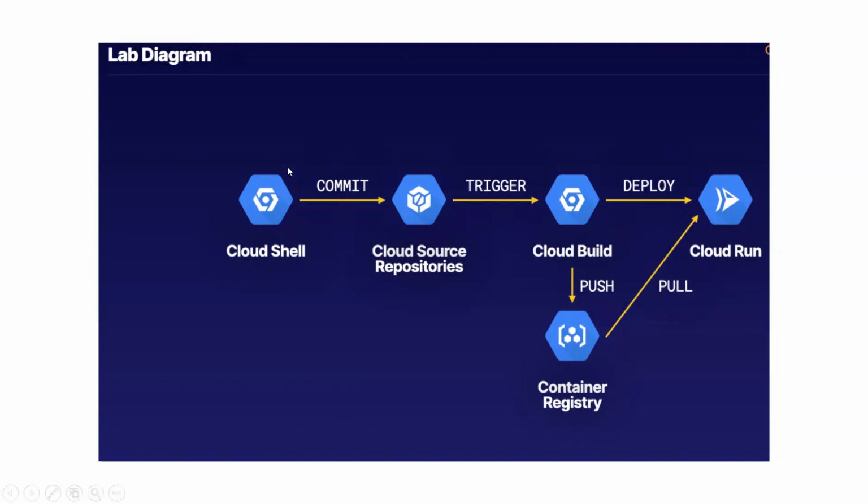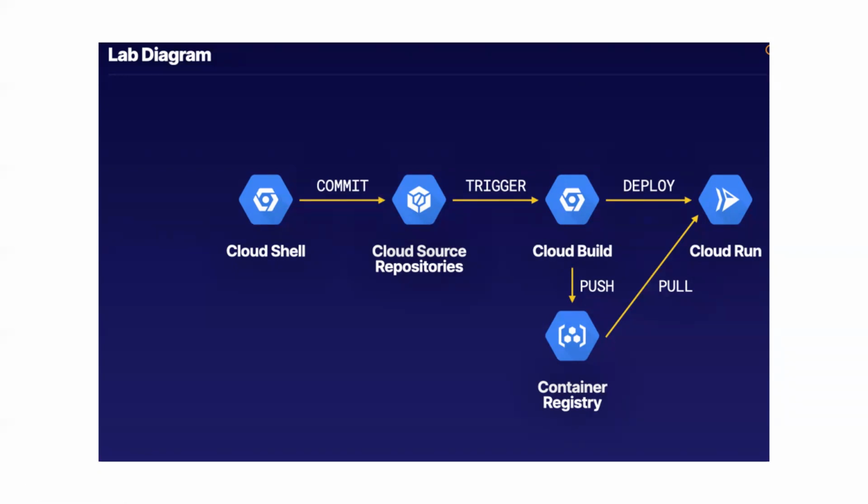So first, I create the repository. Then we commit some code. Then I enable the trigger mechanism for automation. Once my commit is ready, it has to run my container in terms of push and pull. Then I can deploy. So from here to here, we just have to make commit changes, and my application should be hosted using Cloud Run.